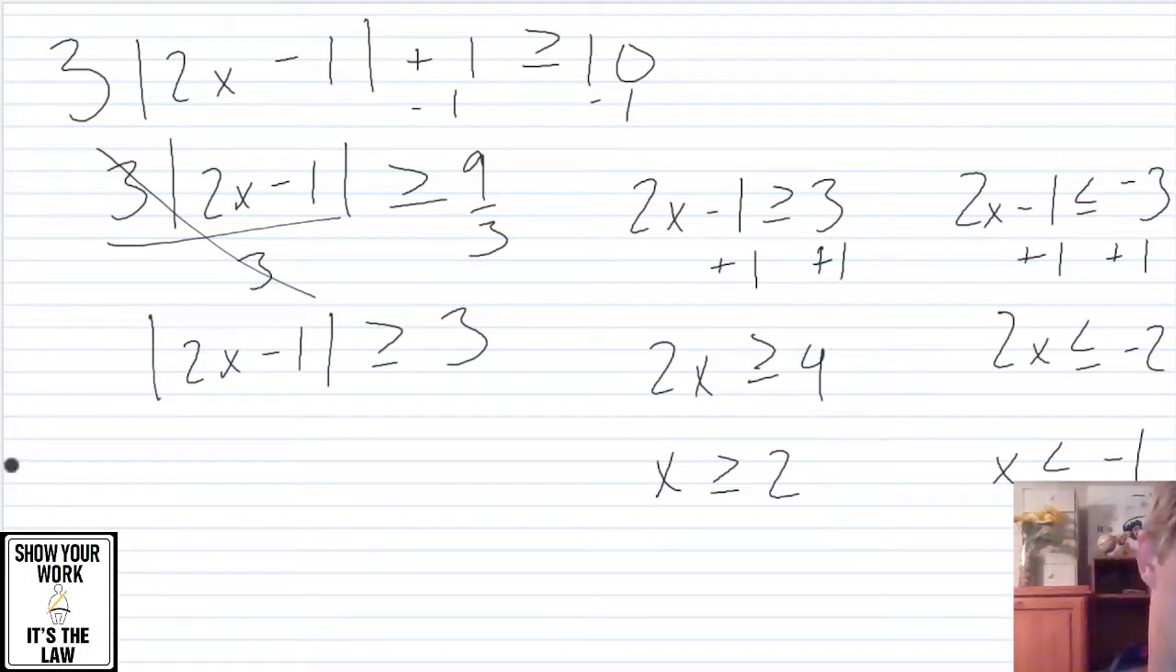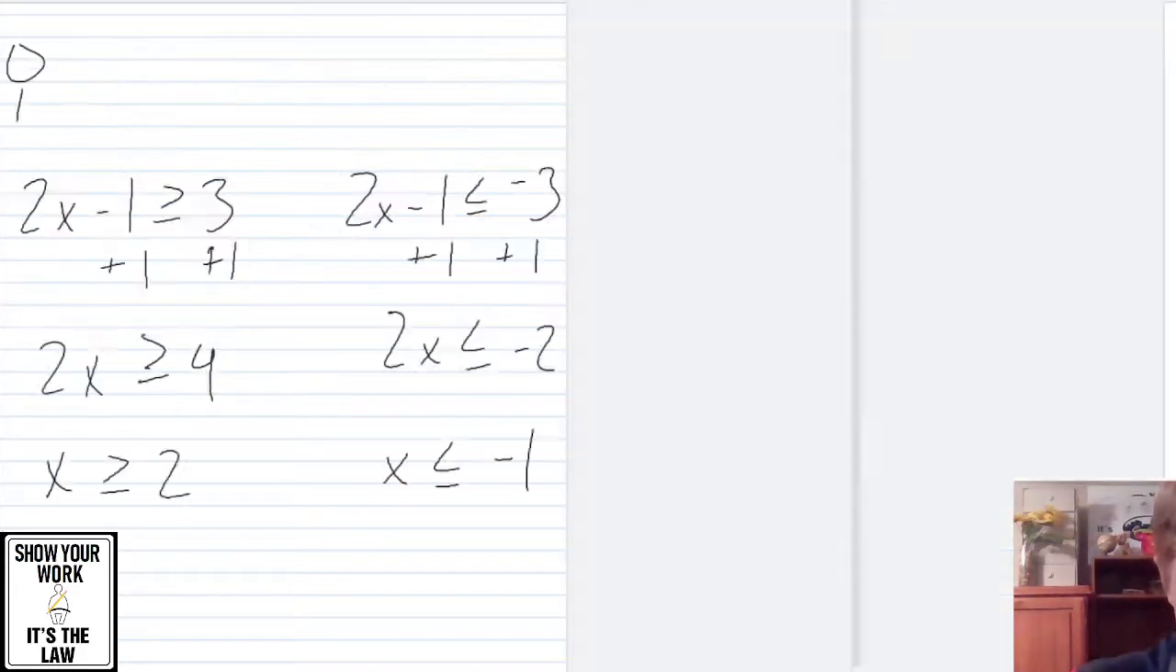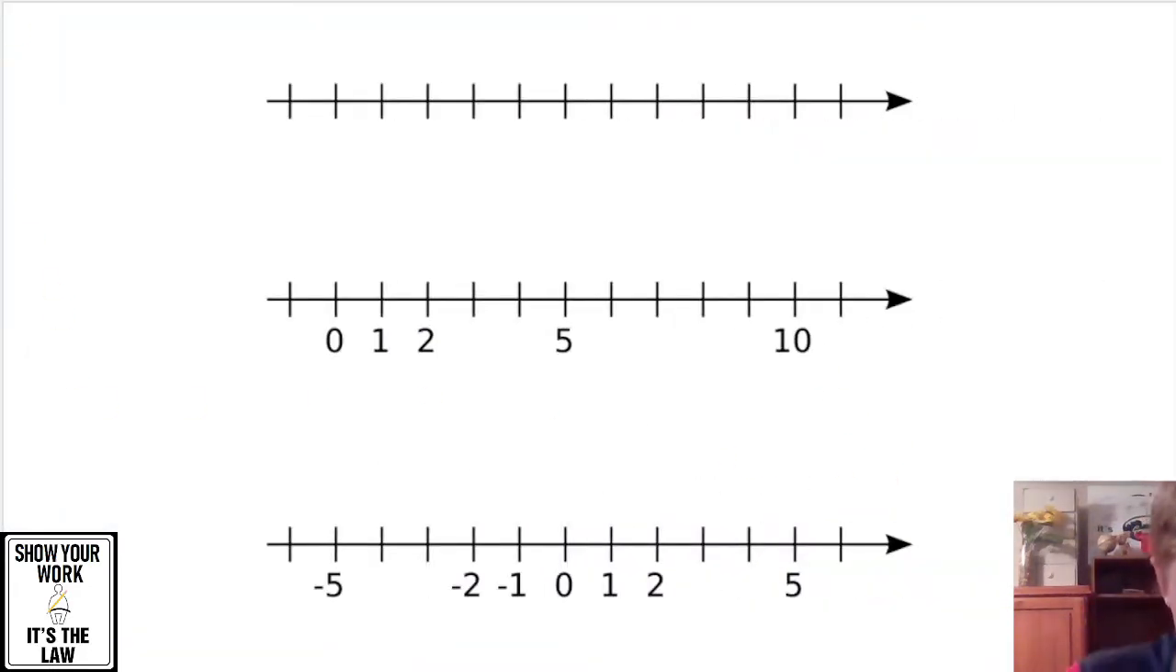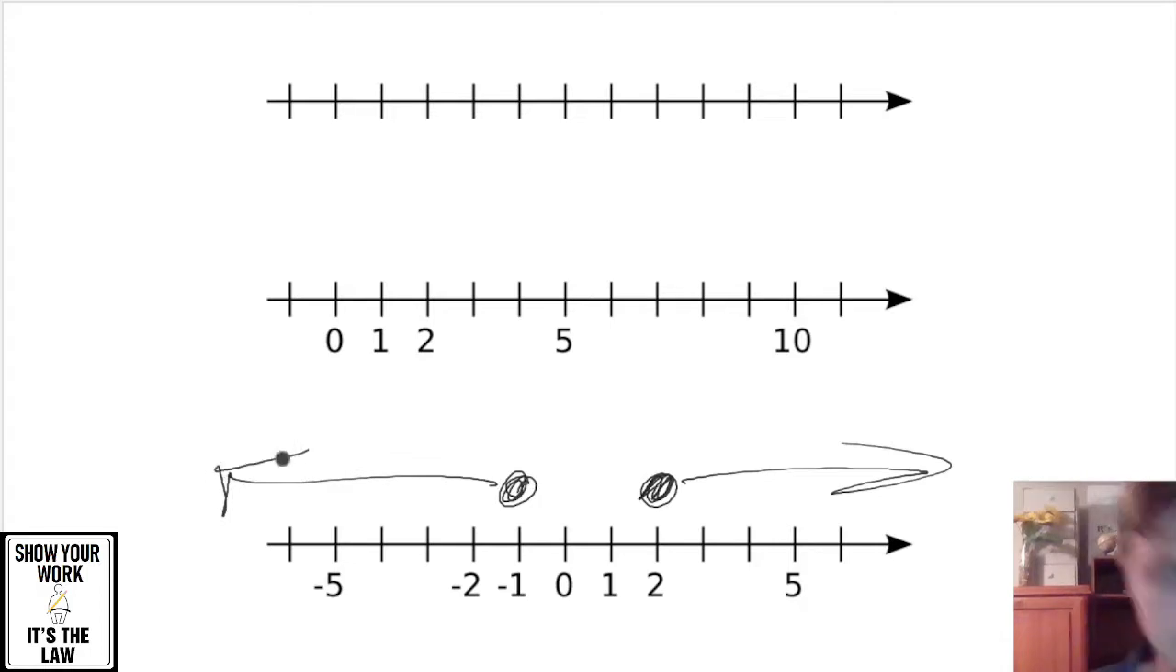And if we think about it, in this case it's greater than the positives and less than the negatives, so we're actually going to split it up this time. X greater than or equal to 2, so filled in, less than or equal to negative 1, so filled in. There we go. So we got a disjoint segment this time.